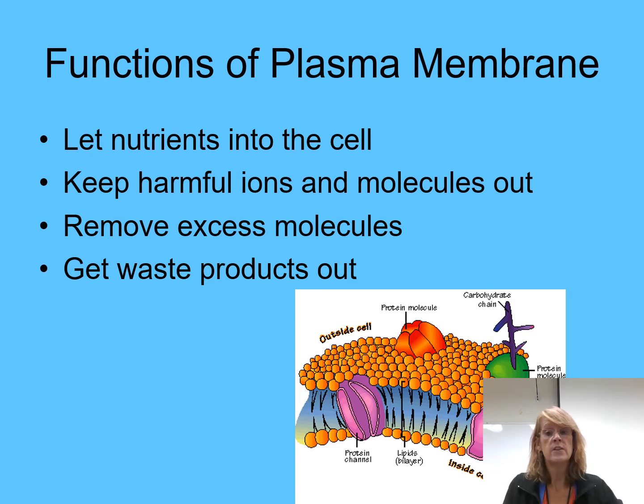So in the case of the function of the plasma membrane, its main job is to let nutrients into the cell, keep harmful ions and molecules out. It also needs to make sure it gets rid of extra stuff. Yeah, water is good for the cell, but too much water in the cell can make the cell explode. So the plasma membrane has to be able to let that extra water out, and it also has to help it get rid of waste products.